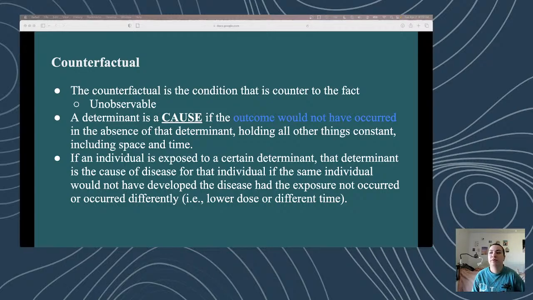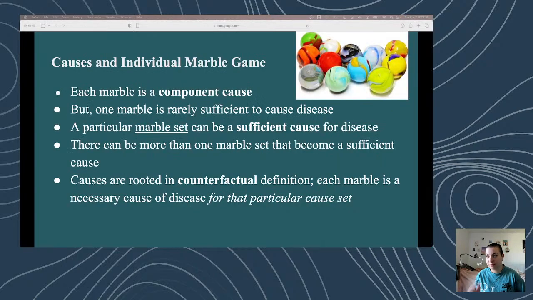Those of you who are a fan of metaphors are really going to like this. You could think about, like I said, every case of disease has multiple causes. You could think of like a bag of marbles. You ever play marbles as a kid?